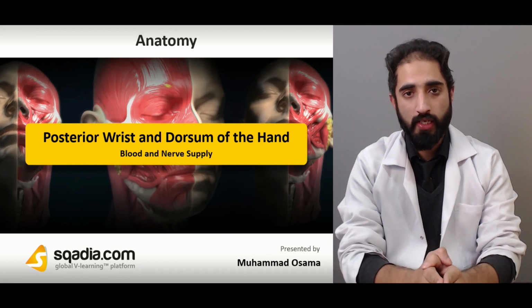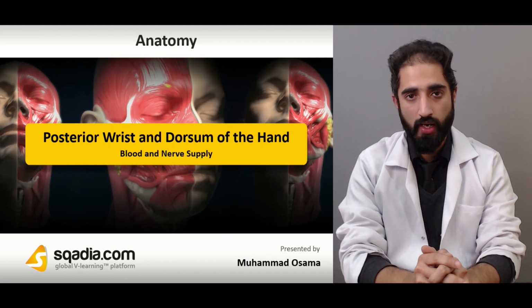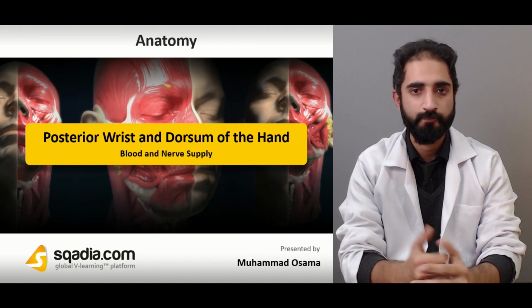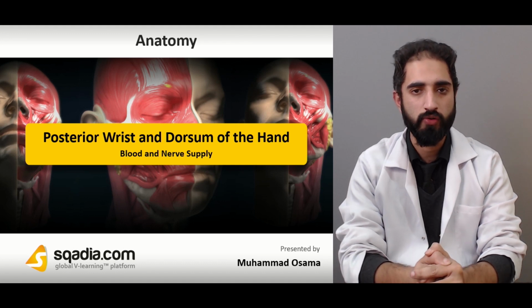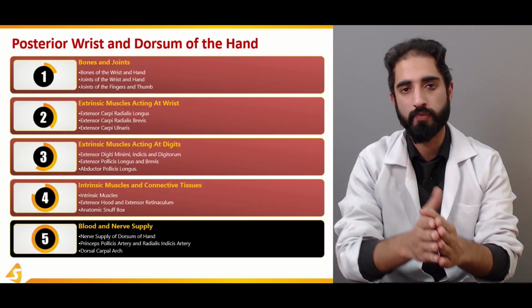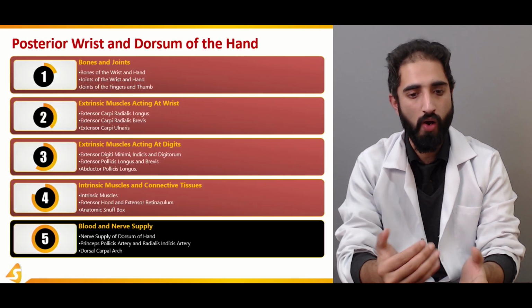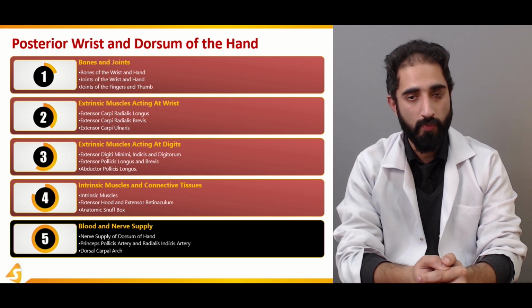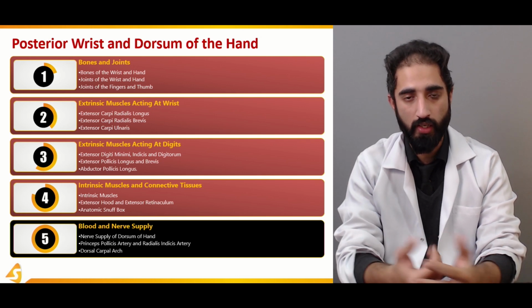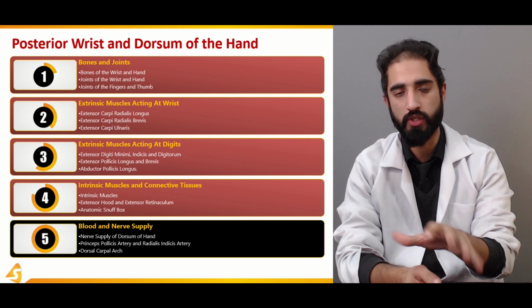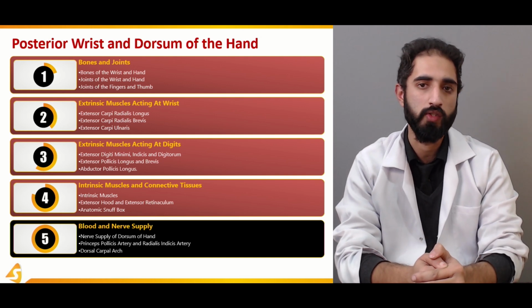Last but not the least, it is very important to discuss the nerve supply as well as the blood supply of the dorsum of the hand and the posterior aspect of the wrist. For that reason, in this section of the lecture, we're going to talk about the nerve supply of the dorsum of the hand, the median nerve, the ulnar nerve, and the radial nerve, and how they actually distribute in terms of the cutaneous nerve distribution.